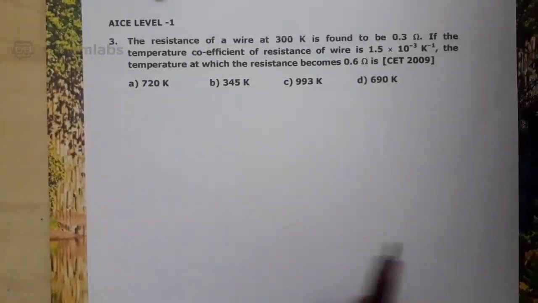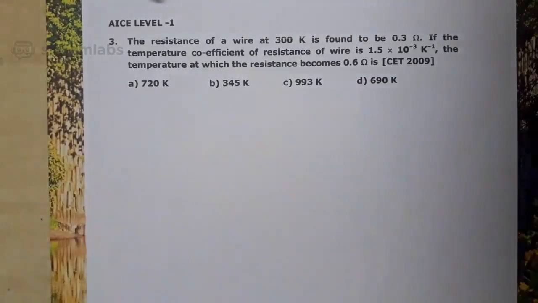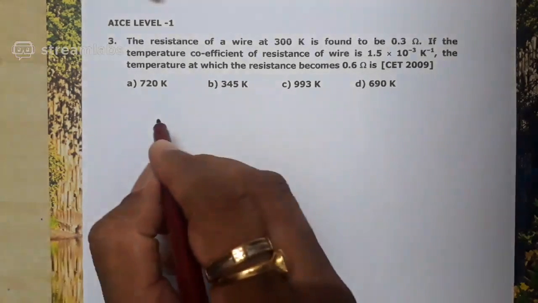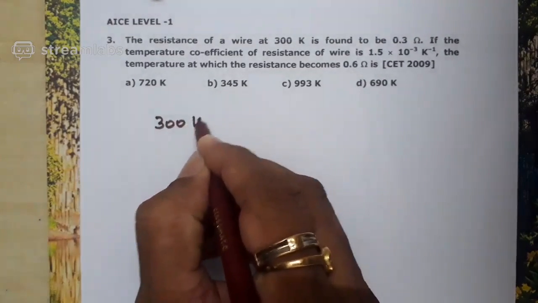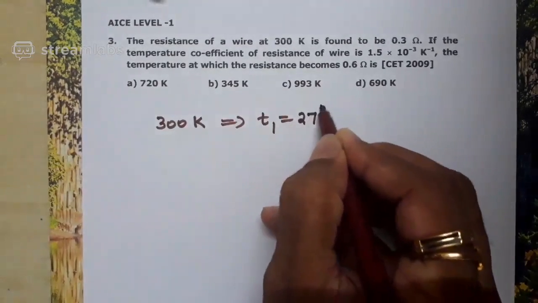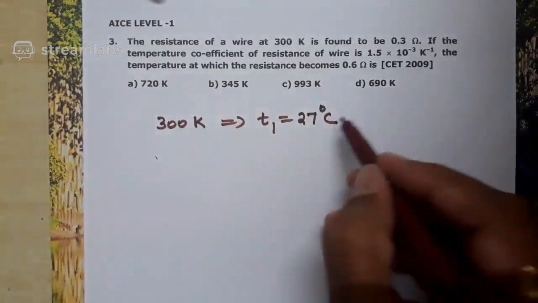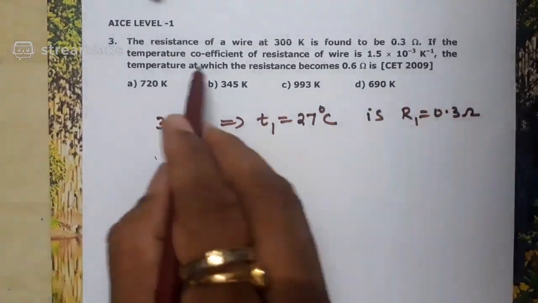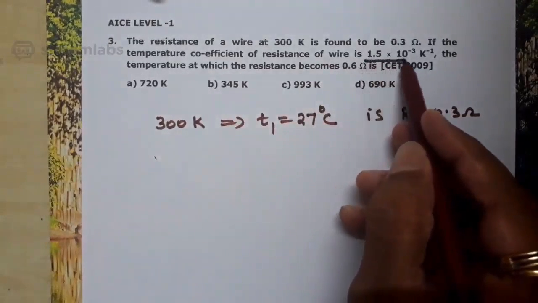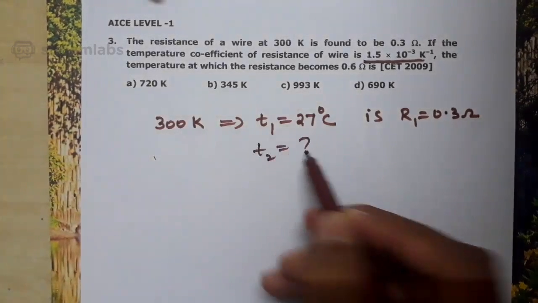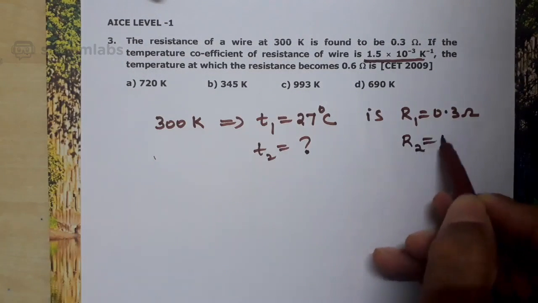You should not use a calculator for this problem. It is actually a question asked in CET 2009. The resistance of a wire at 300 Kelvin is found to be 0.3 ohm. At 300 Kelvin, that is a temperature in Kelvin, which implies T1 is 27 degrees Celsius, that is 300 minus 273, and R1 is 0.3 ohm. If the temperature coefficient of resistance of the wire, alpha, is 1.5 in 10 to the power minus 3, find the temperature at which its resistance is 0.6 ohm.